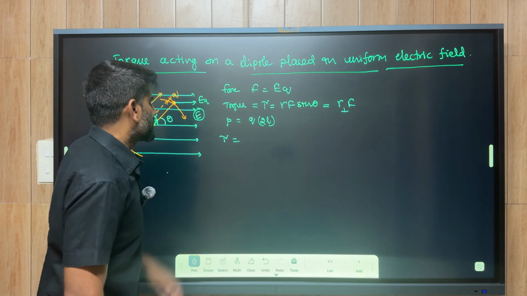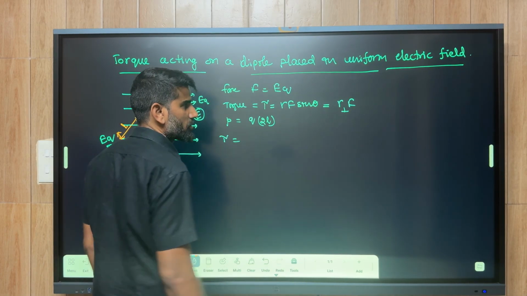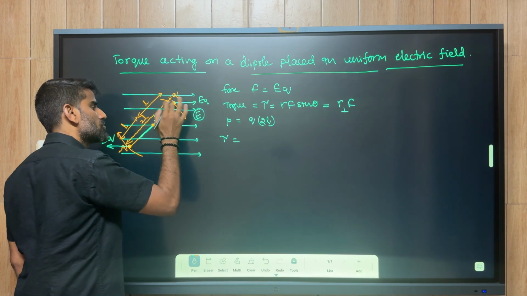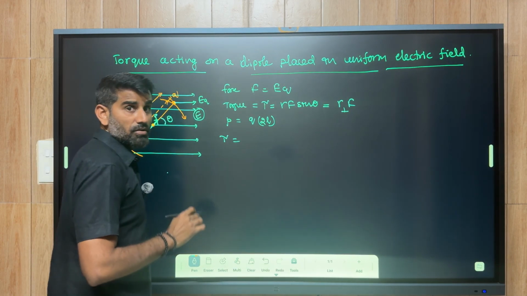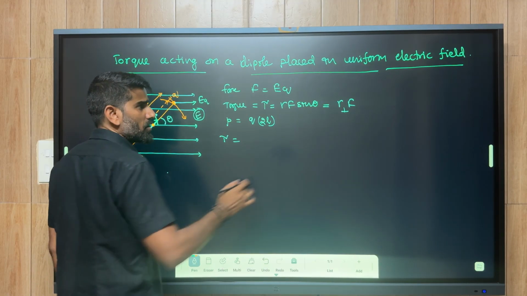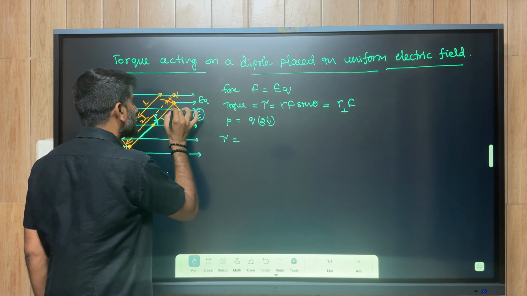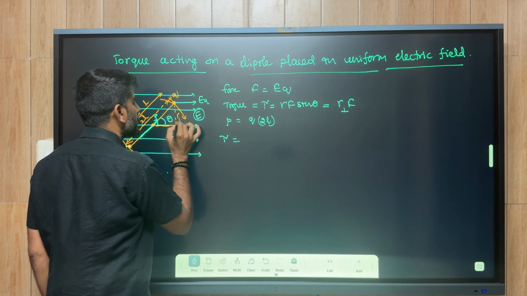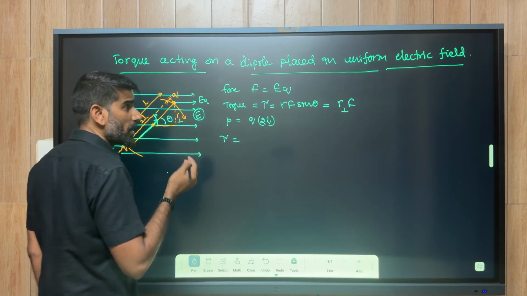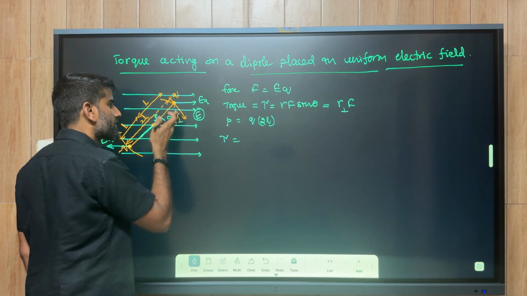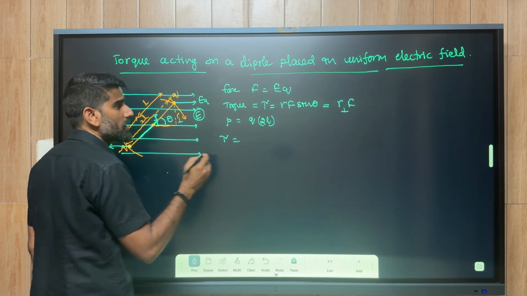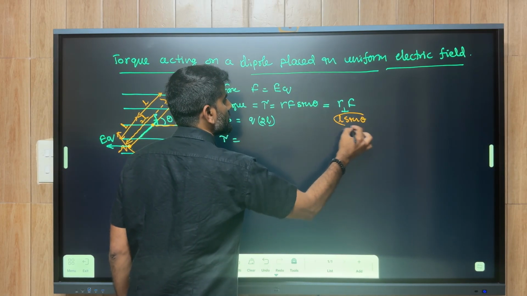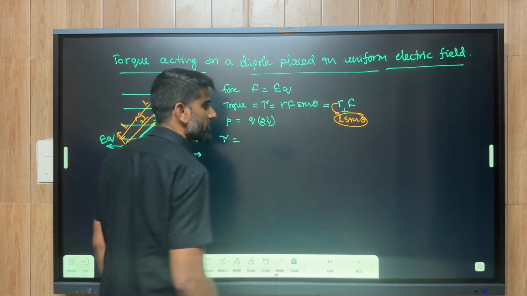Now torque tau is equal to r perpendicular into F, or rF sin theta. What is r here? From the axis of rotation to the point, r is the length. Or if you want to find r perpendicular, then it will be the perpendicular distance, this one. Now r perpendicular will be L sin theta only, right? This r perpendicular is nothing but L sin theta.